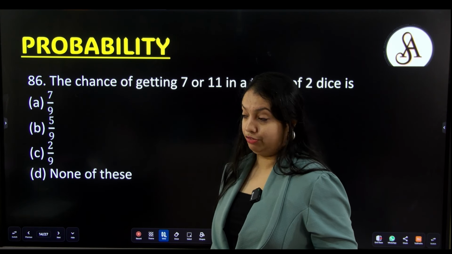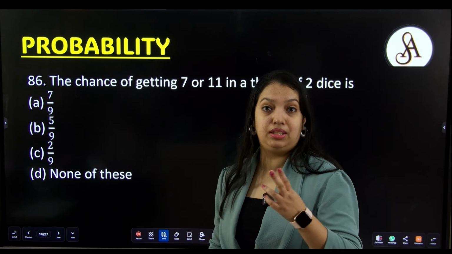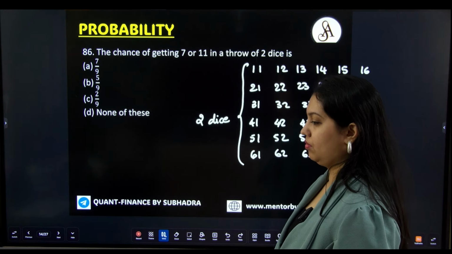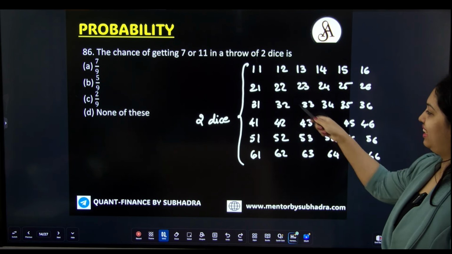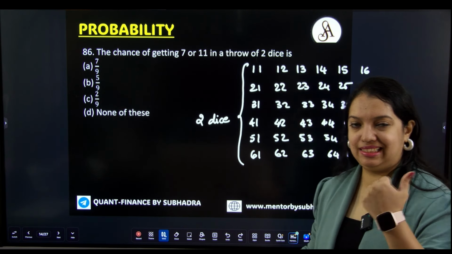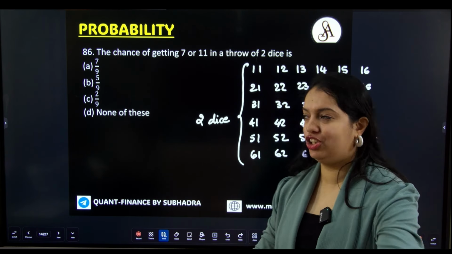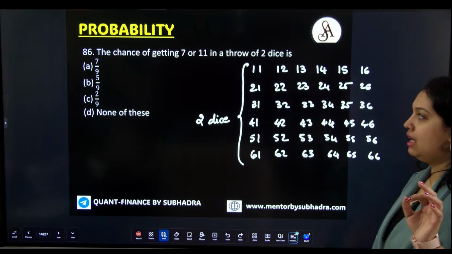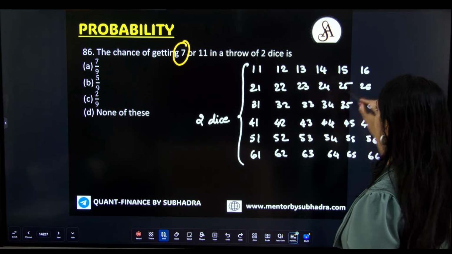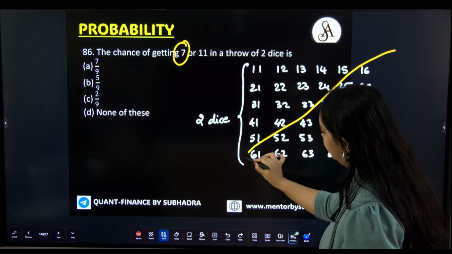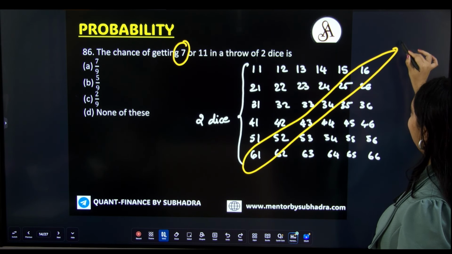Let me pause the video for a moment and write down all the possibilities for 2 throws. Whenever we speak of 2 dice, totally there are 36 cases. 1 die, 6 cases, 1, 2, 3, 4, 5, 6. 2 dice, these are the number of cases. I want sum as 7. Remember, whenever it's a question about sum, it always goes in diagonal format.